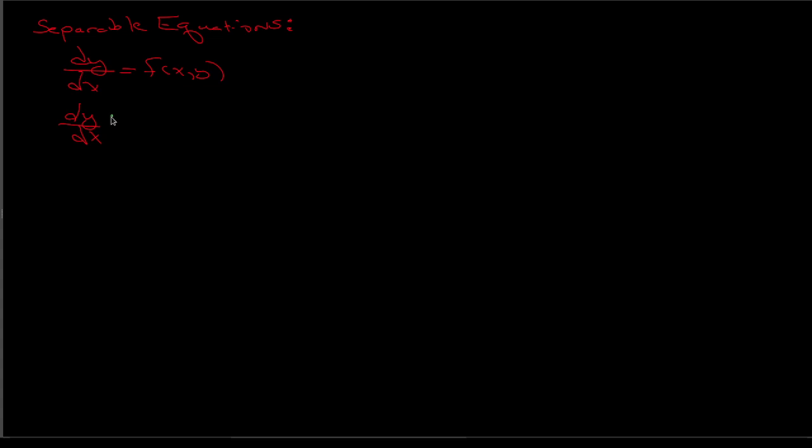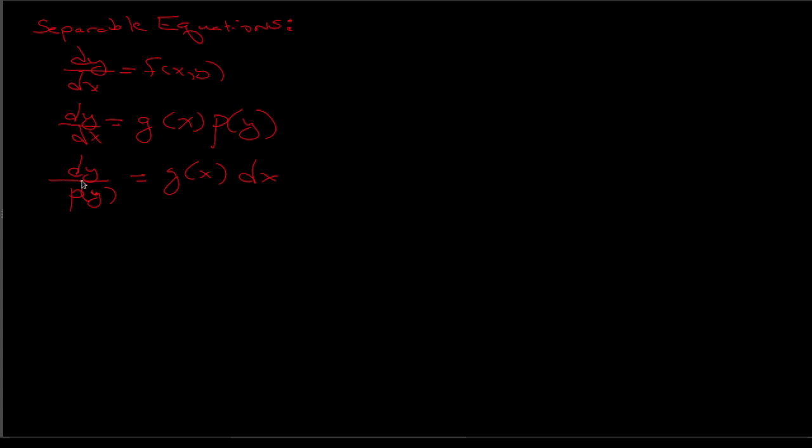is the ability to write f of x, y as some function of x, we'll use the same variables that your book does, times some function of y. And if I divide both sides by p of y, and multiply both sides by g of x, I have everything representing the y variable on one side and everything representing the x variable on the other side.